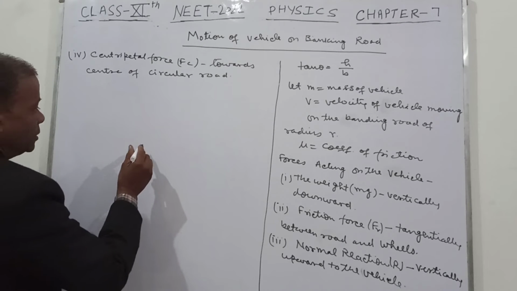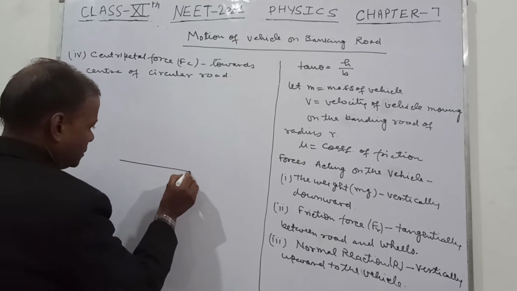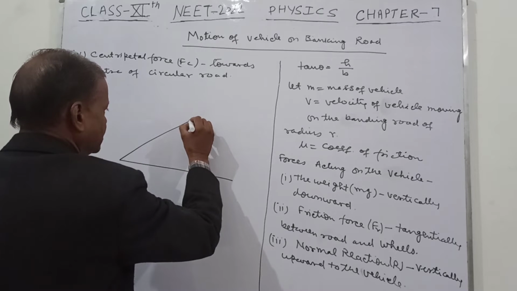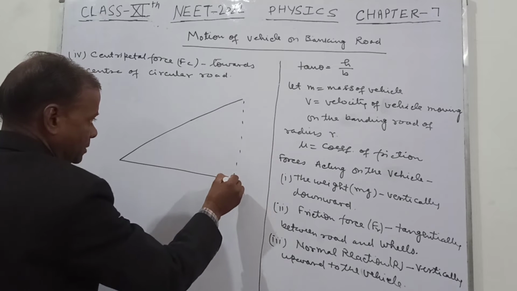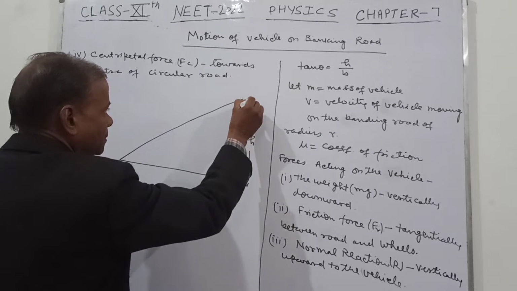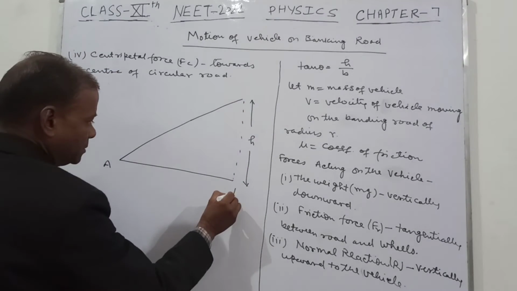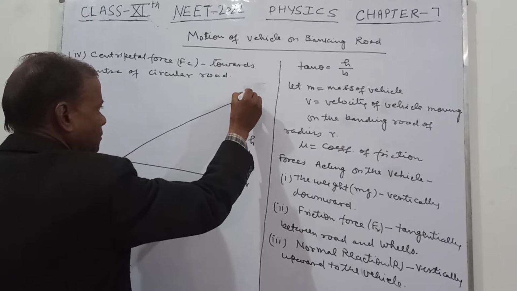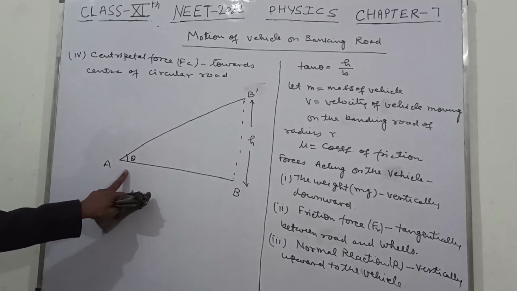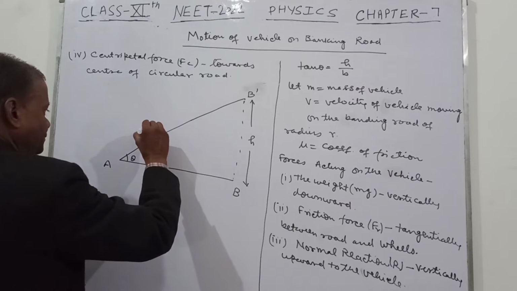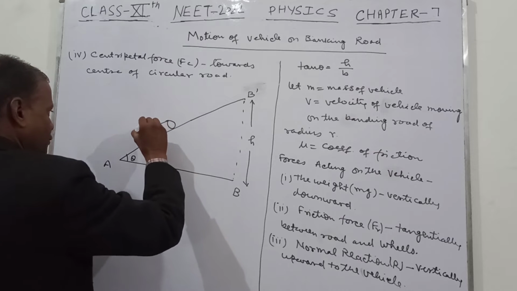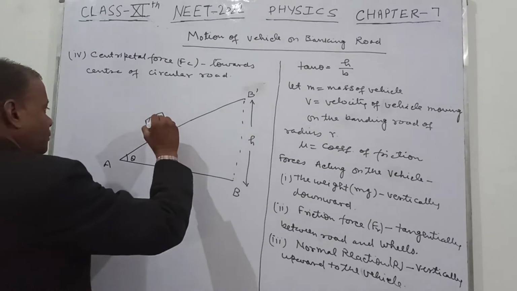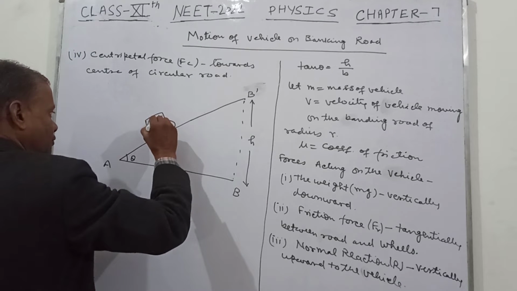So let us show all these forces on the vehicle. This is suppose the horizontal. This is now suppose the road that has been elevated. The outer part, this is now h. This is suppose A, B dash. This is the angle of banking. Let this be the vehicle. Then the normal reaction will act vertically upward to this vehicle.